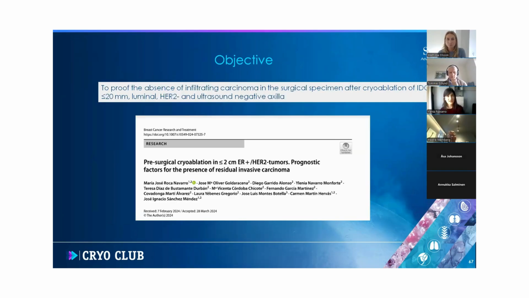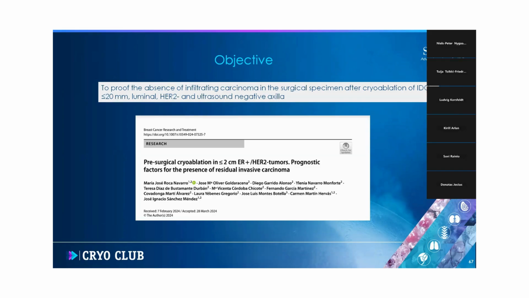So considering this data and having such great results with the first group of elderly patients, we decided to start a similar study in our hospital too. It is a trial led by our colleague, Dr. Ylenia Navarro, and we have also published a paper with preliminary results in the Breast Cancer Research and Treatment journal. This is it, and I invite all of you to check it out. So what we are doing is treating low-risk breast cancer in selected patients with cryoablation. Then these patients go to surgery, and our aim is to prove that there is no infiltrating tumor left in the surgical specimen.